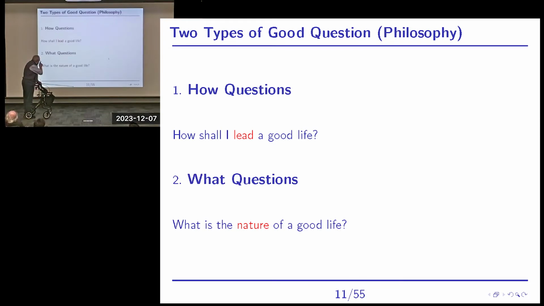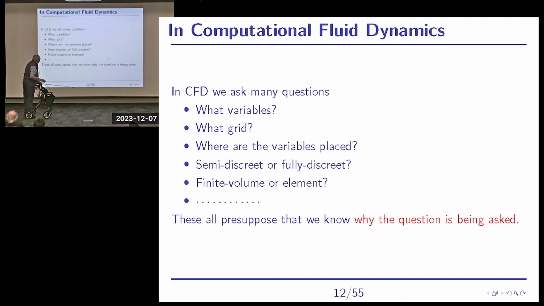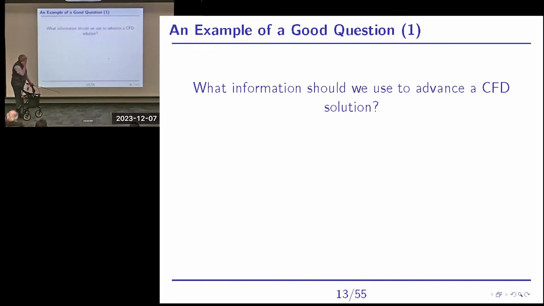So I'll be concerned, I think, yeah. We ask a lot of questions in CFD. We say, what variables should I use? What sort of grid should I use? Where are variables placed on the grid? Do I use a semi-discrete method or a fully discrete method? Do I use a finite volume method or a finite element method? All of those questions rather presuppose that you know why you're asking the question. And so I want to try and dig a little bit deeper than that, if I can.